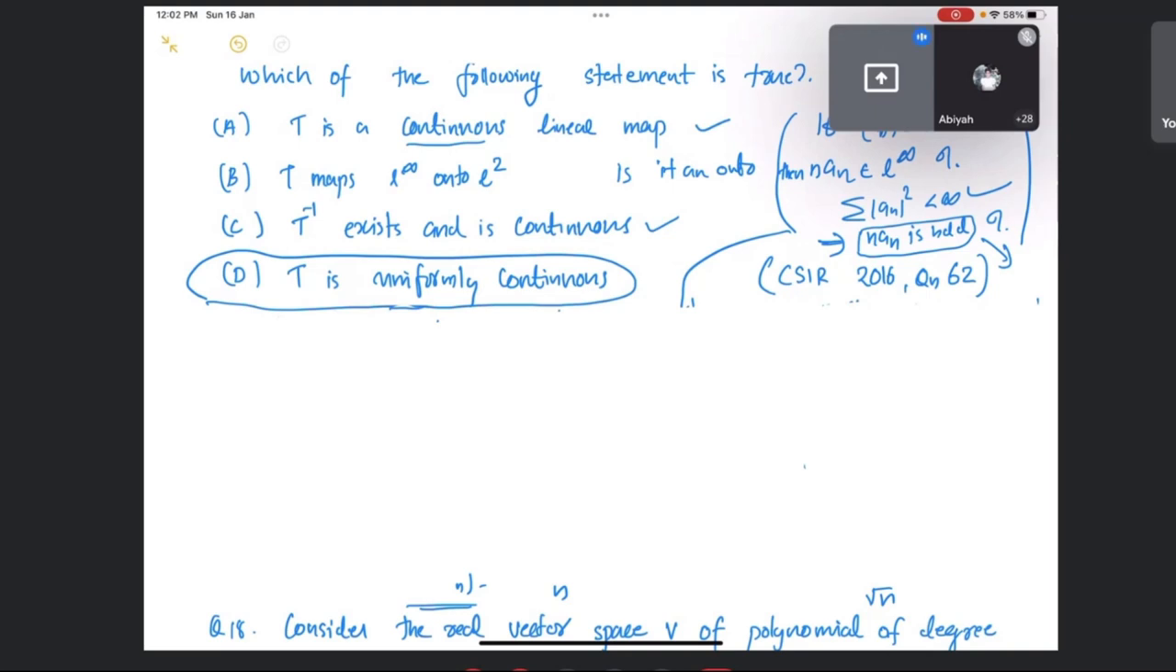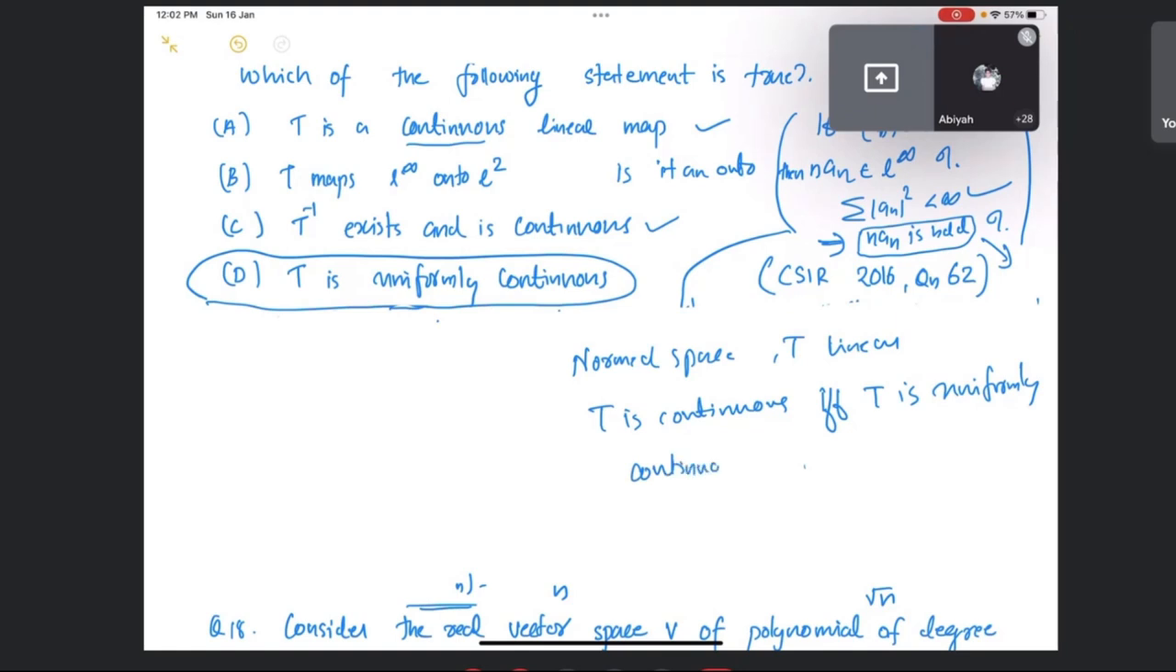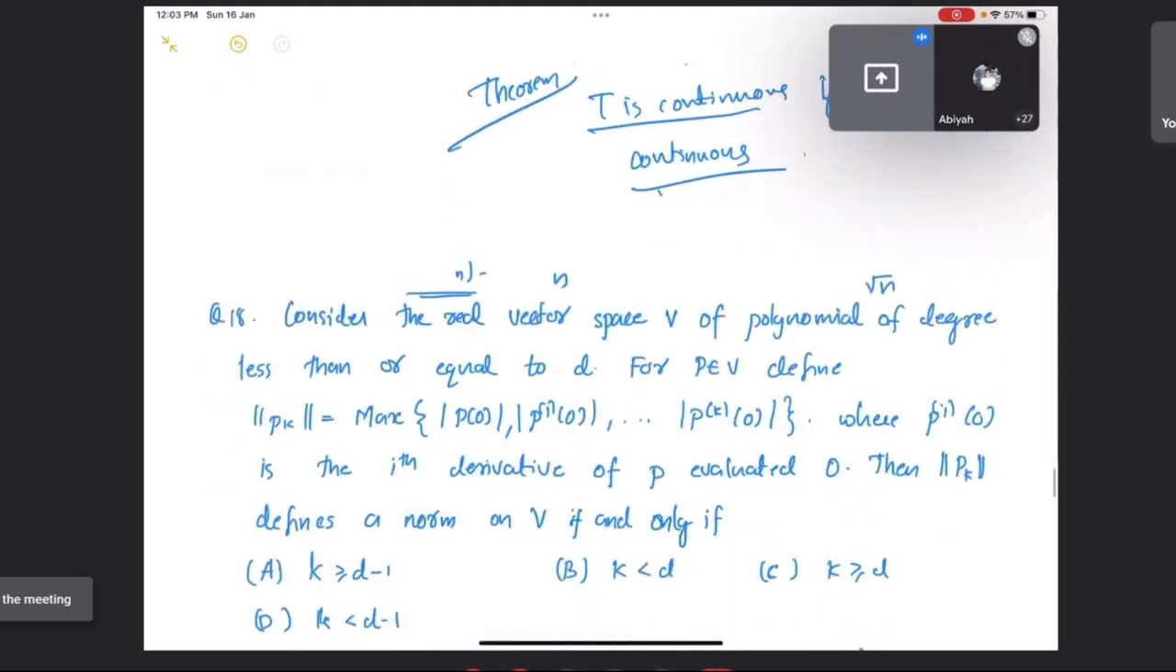So, if you are working in a normed space, and if you have a linear operator T, then T is continuous if and only if T is uniformly continuous. So option 4 is also correct. This is a theorem about continuity: for a linear operator on a normed space X, T is continuous if and only if T is uniformly continuous.